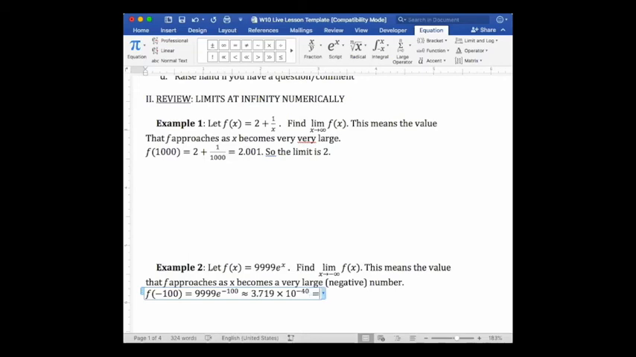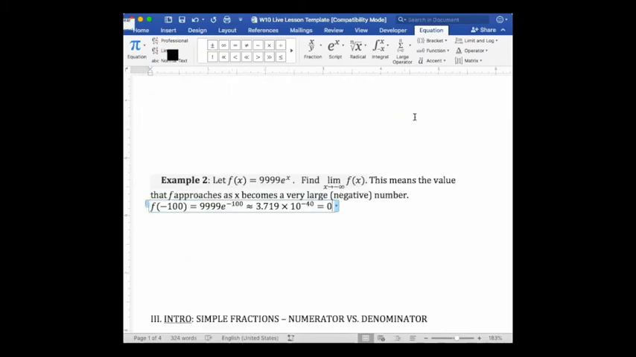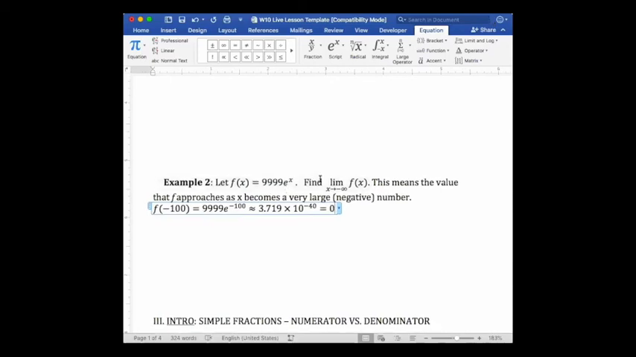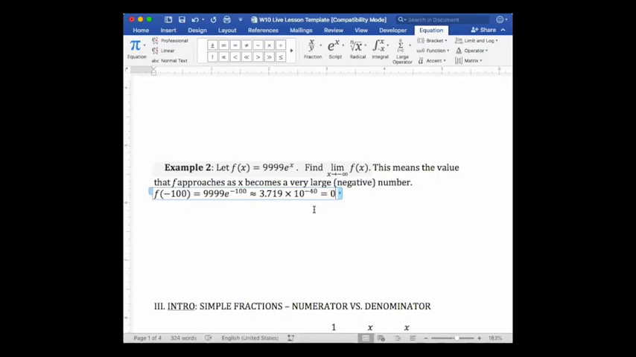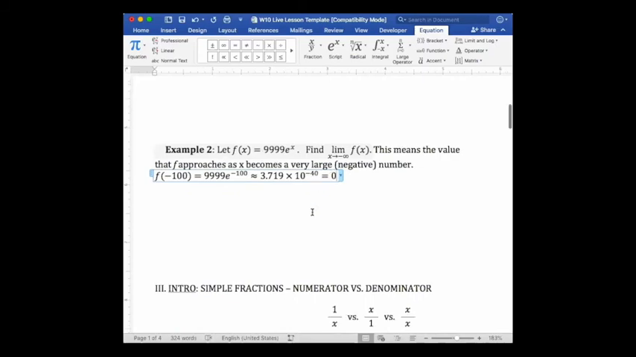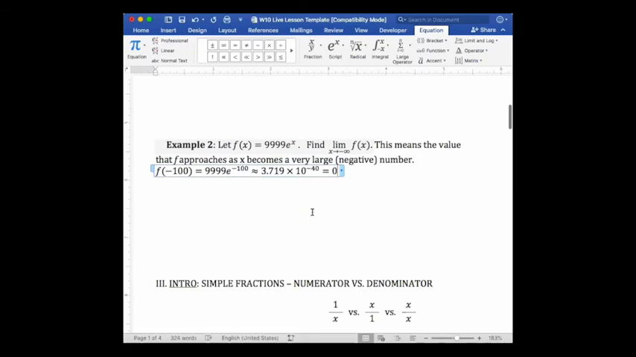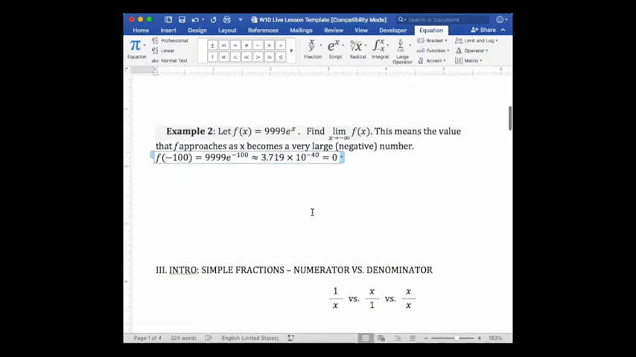And so we can see that as x is becoming a larger and larger negative number, this limit is going to go to 0. And if you plugged in a larger negative number, like negative 1,000 or negative 1,000,000, you would get something even closer to 0. So certainly the limit of this function as x approaches negative infinity is 0. Okay, so that's a bit of review from what we did last week.